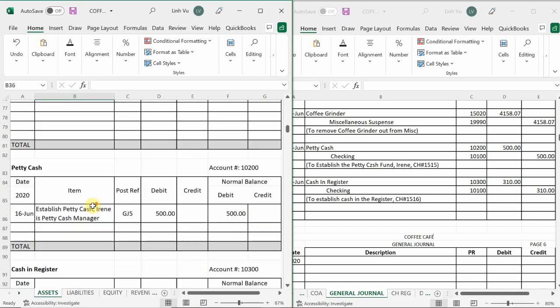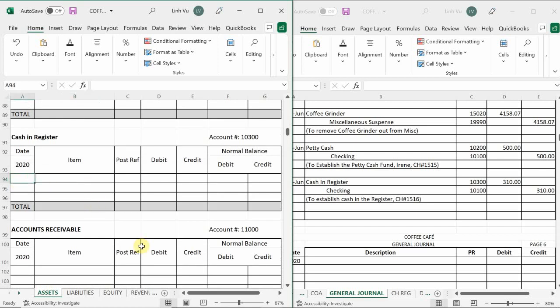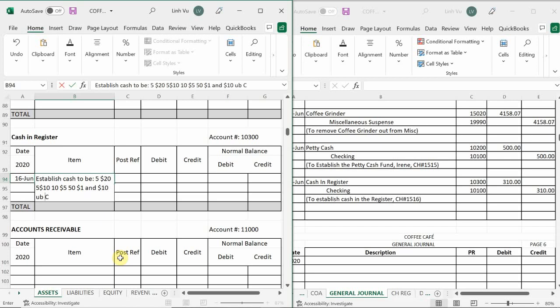So there you go. I need to establish my cash in the register as well. You can put whatever you want in here if you are very specific on how many dollar bills you need. So if you say, I'm going to establish cash to be 5 $20 bills, 5 $10 bills, 10 $5 bills, 50 $1 bills, and $10 in coins or something like that.